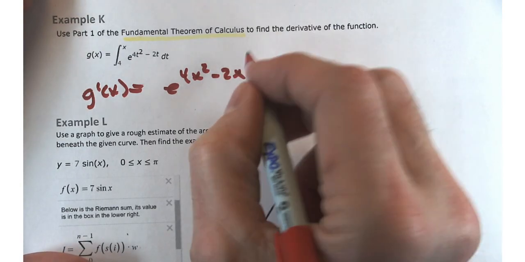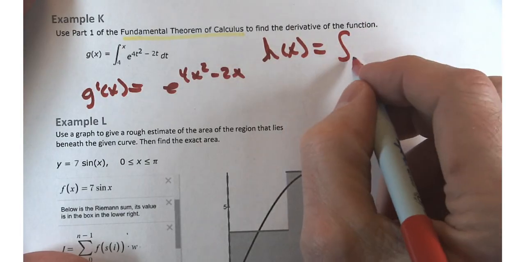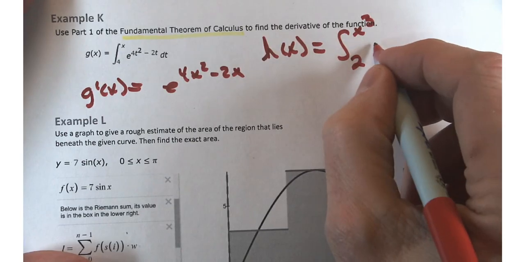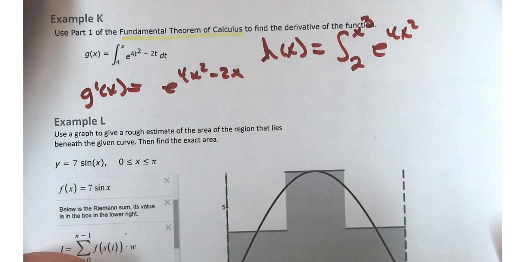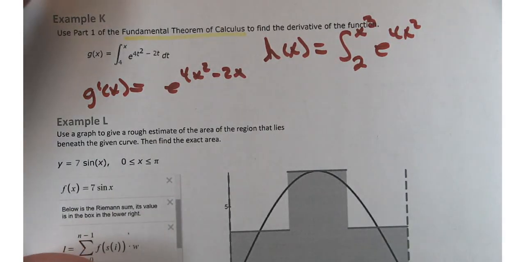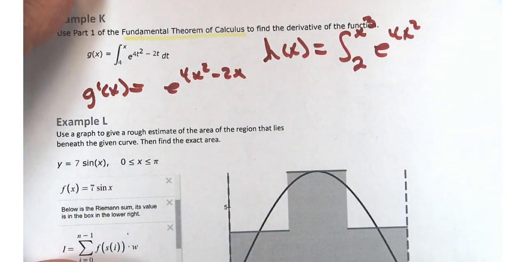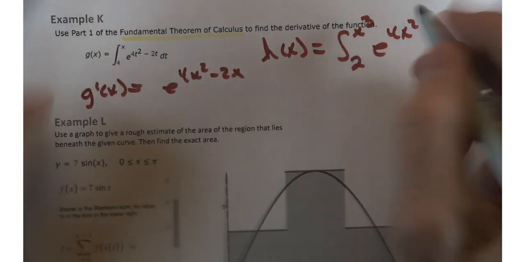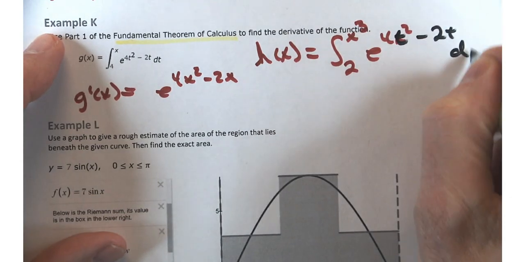Let's do h of x would be the integral from 2 to x cubed of e to the 4t squared. Actually, I don't want to put x there. I want to put a t. I'll just make that e to the t to the fourth minus 2t dt.